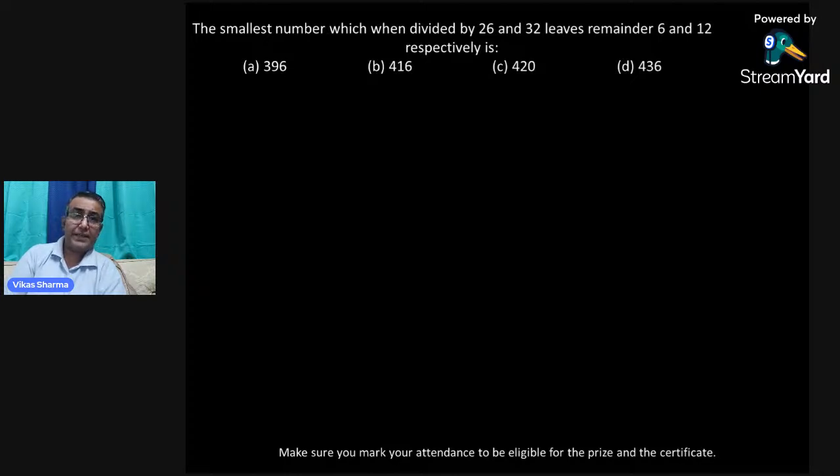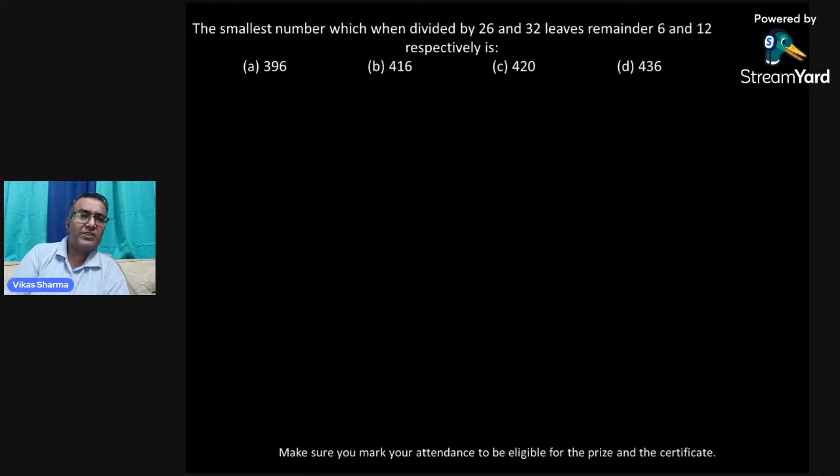Okay, so like I said, it was very similar to the question that we just did for Vishmesh. The thing we have to think about is that the number has to be divisible by both 26 and 32, the smallest number which when divided by 26 and 32 leaves a remainder. So the first step is to find the LCM of 26 and 32.